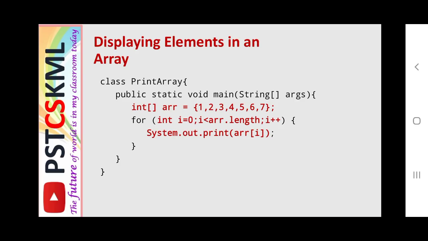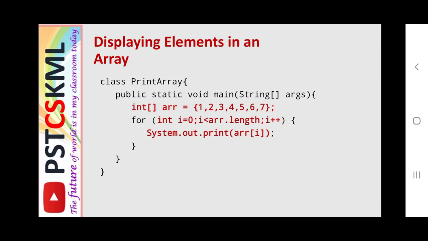Displaying elements in an array. Okay, my class is PrintArray, with public static void main(String[] args), and my array name is arr. I declare it as int. So there are 1, 2, 3, 4, 5, 6, 7 values in my array. Then for int i = 0; i is less than arr.length, which is 7, or you can write 7 straight away; i++.